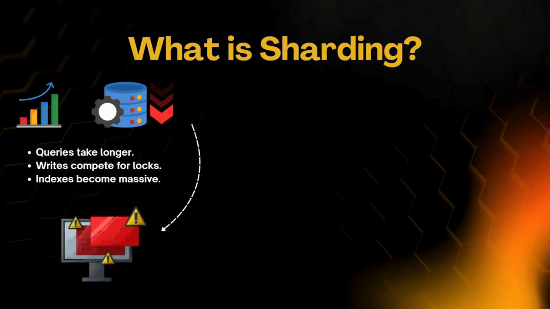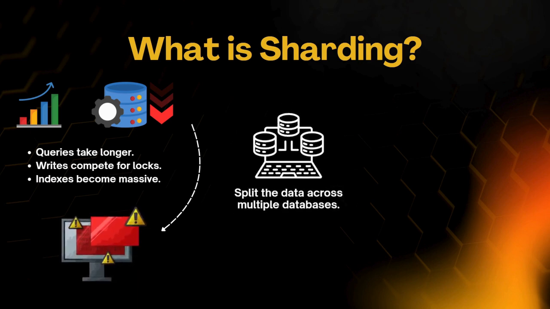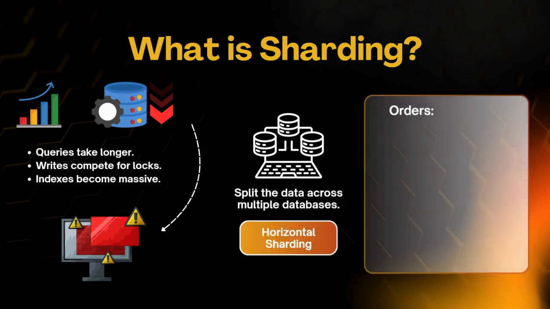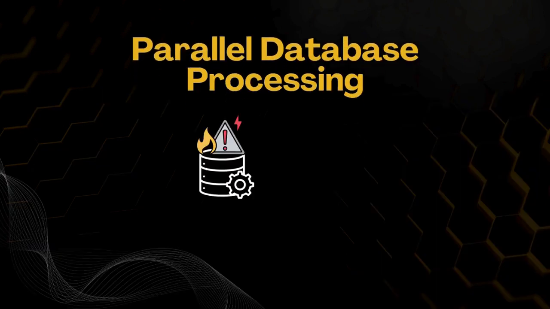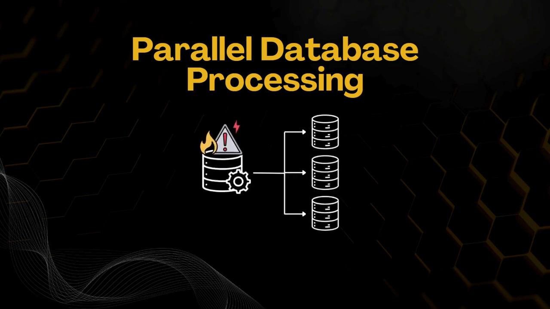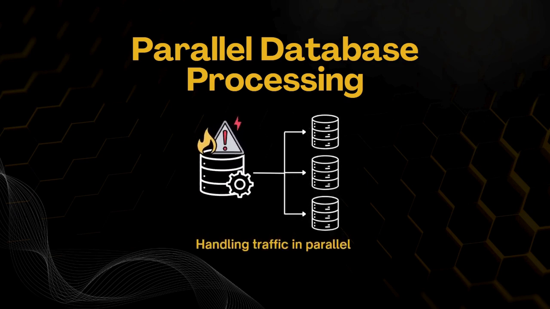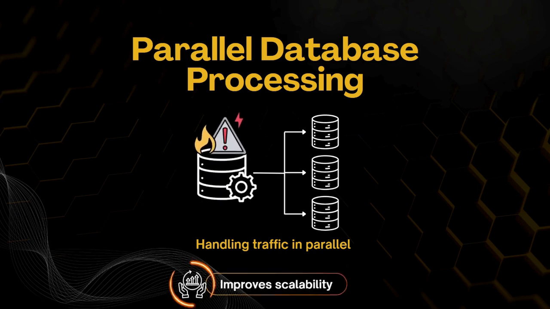So instead of storing everything in one place, we split the data across multiple databases. This is called horizontal sharding. Horizontal sharding means we split rows across different machines. For example, orders 1 to 5 million go to database A, orders 5 to 10 million go to database B, and orders 10 to 15 million go to database C. Each database has the same structure but different data. Now instead of one overloaded database, we have 3 small ones handling traffic in parallel. This improves scalability dramatically.